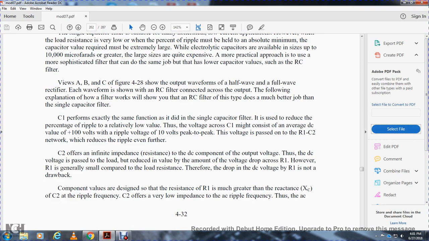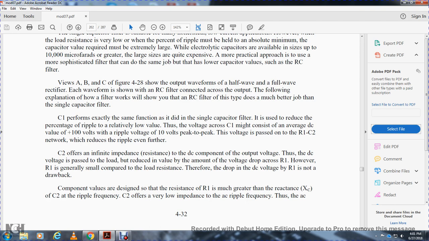Capacitor 1 performs exactly the same function as in a single capacitor filter. It reduces the percent of ripple to a relatively low value. The voltage across C1 has an average DC value of 100 volts, and the ripple voltage is 10 volts peak to peak. The voltage passed through the resistor 1 and capacitor 2 network reduces the ripple even further.